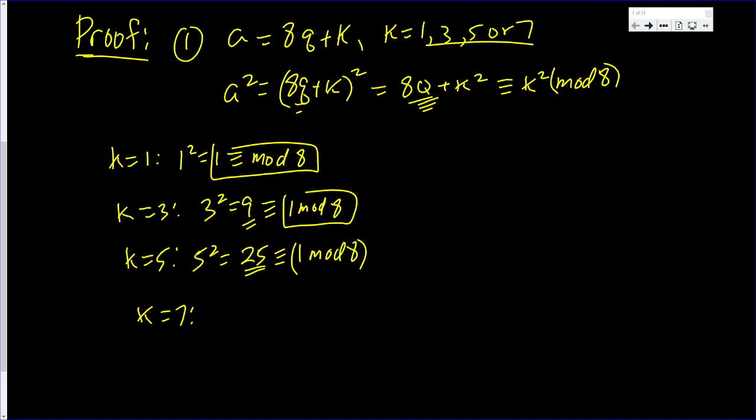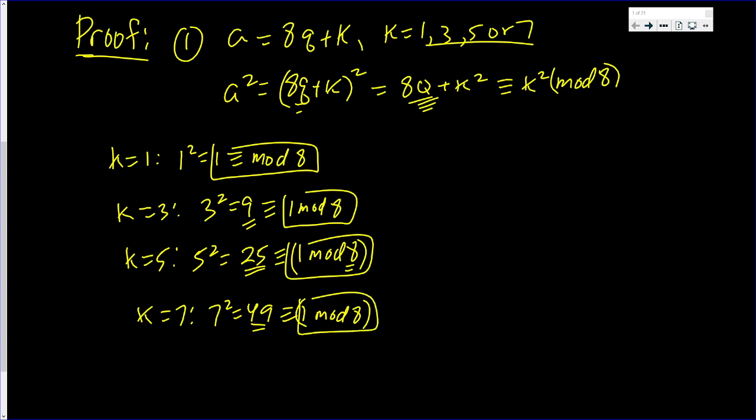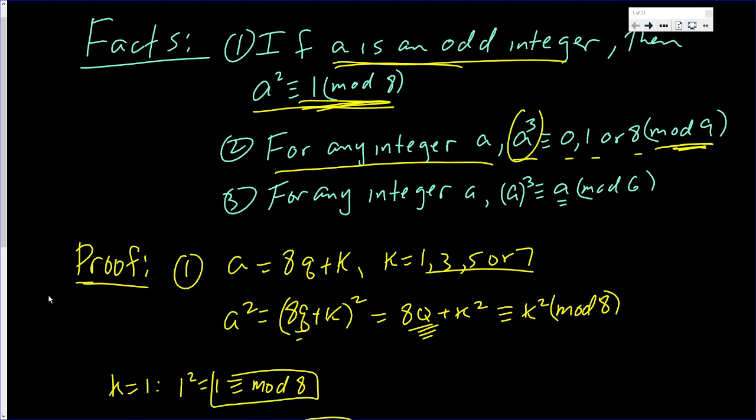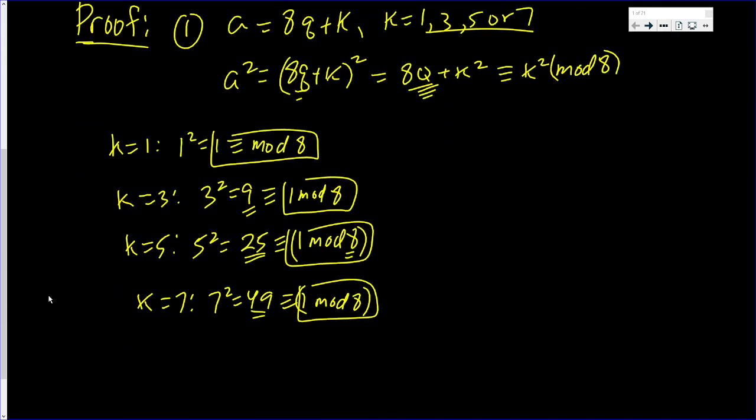1 mod 8. 7 squared is 49, but 6 times 8 is 48. That's 1 more. That's 1 mod 8. So I kept getting the same answer, 1 mod 8. The problem asked me to always get 1 mod 8. We're doing fine. Now we need to look at a cube mod 9. And a can be any integer, not just odd integers.